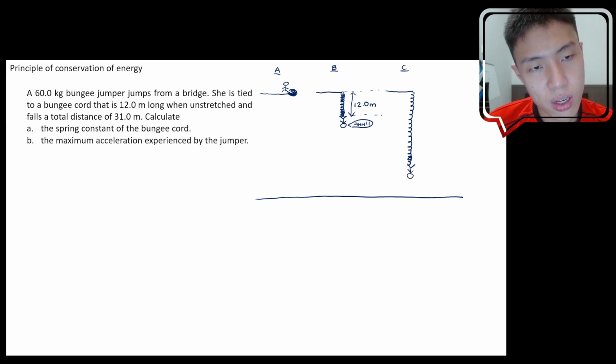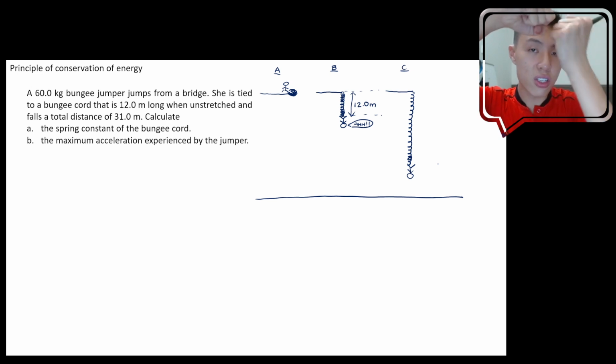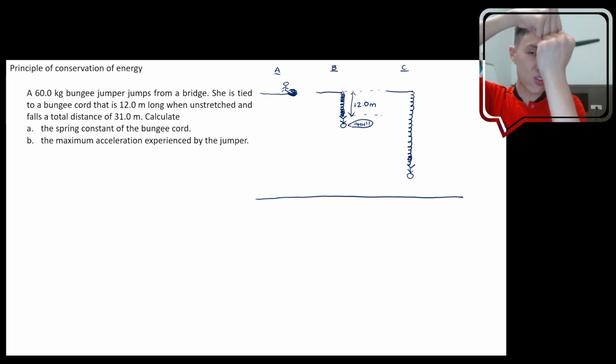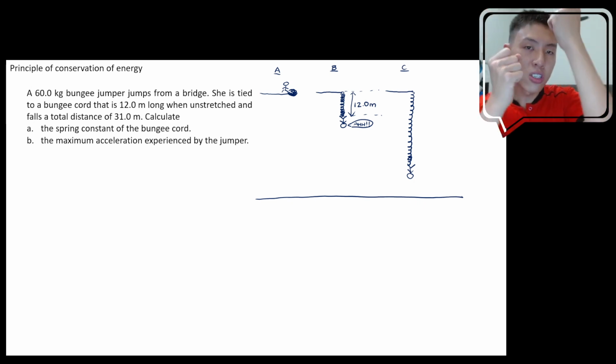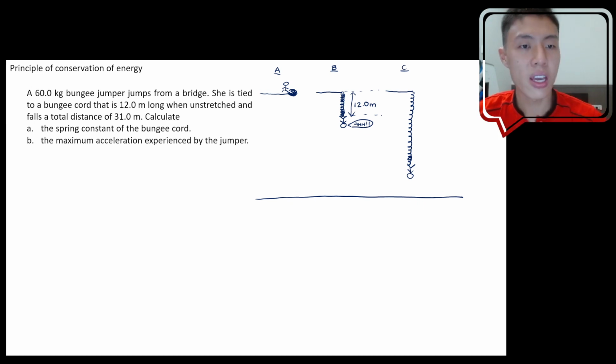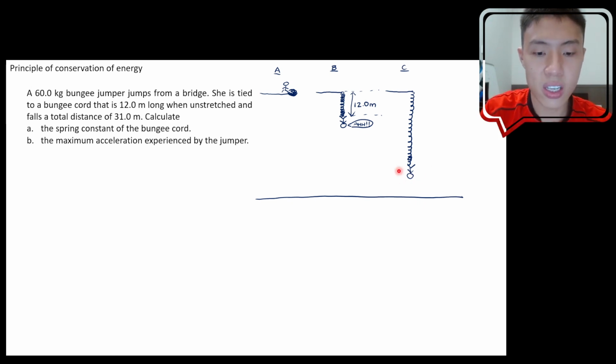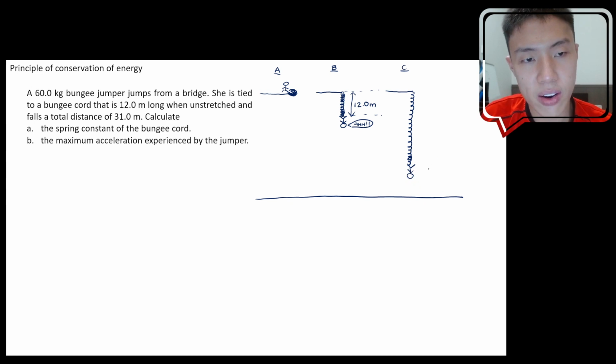So now you reach this point. If you reach the maximum distance, the total distance of 31 meters, that's the lowest point you can go. If you think of a spring when it's stretched to the maximum, the object will stay for a short moment at the lowest point, then it will spring back up. So at that lowest point, the bungee jumper will stop momentarily.